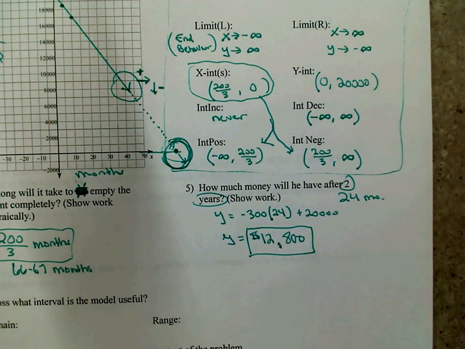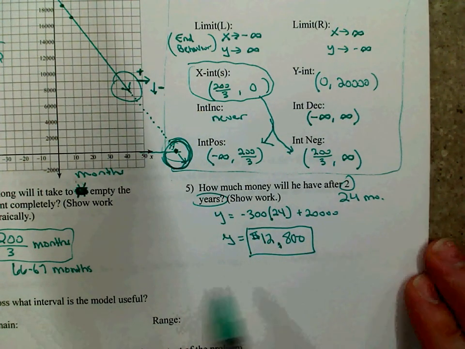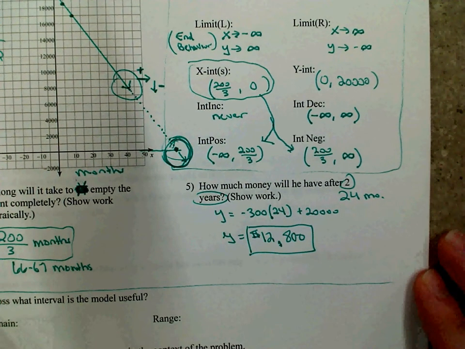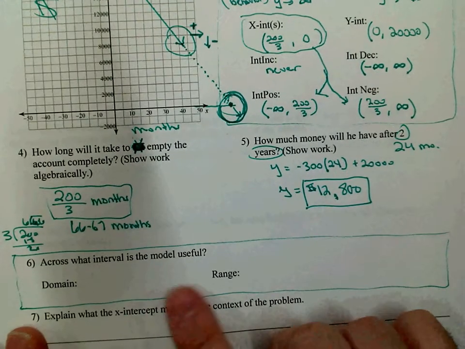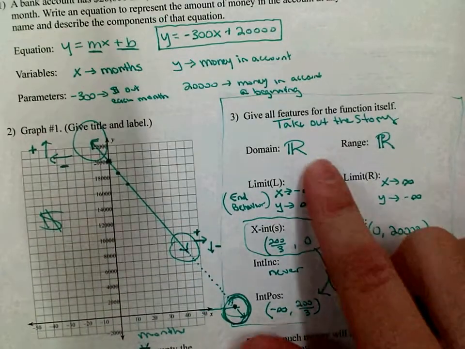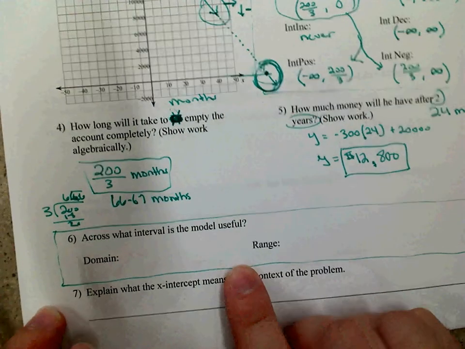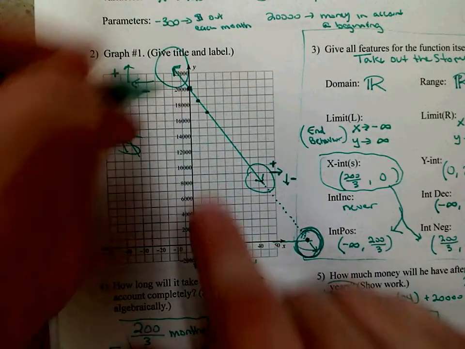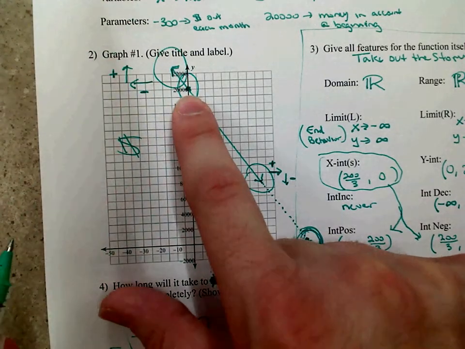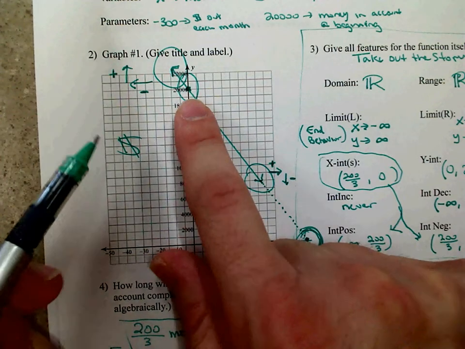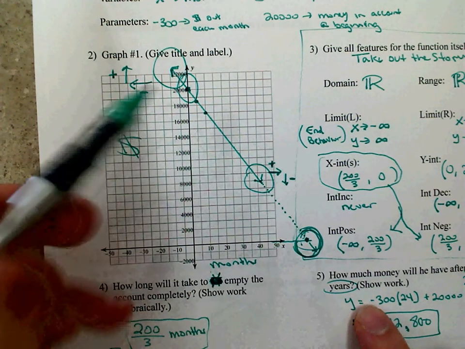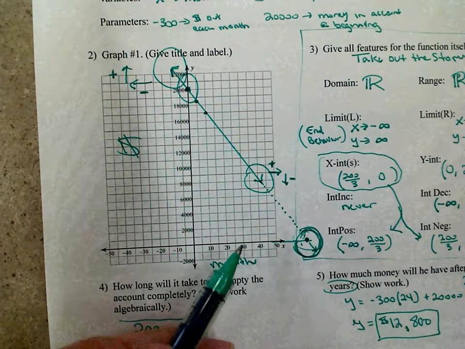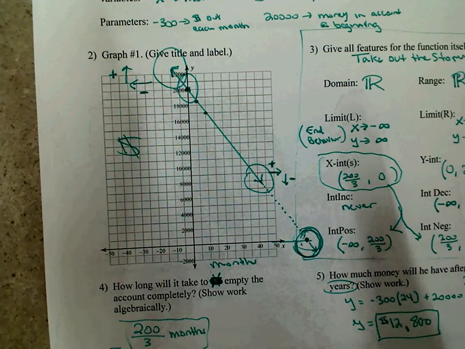Okay? Now, across what interval is the model useful? You look at this and you say, wait, I already did domain and range. Okay, now I want you to stop thinking about domain and range mathematically. Mathematically, it goes forever. I want you to start thinking about the domain and range in the story. If we start with $20,000 in our account, there is no before that. And when we deplete our account to zero, there is no after that. As soon as the account reaches zero, this graph is pointless.